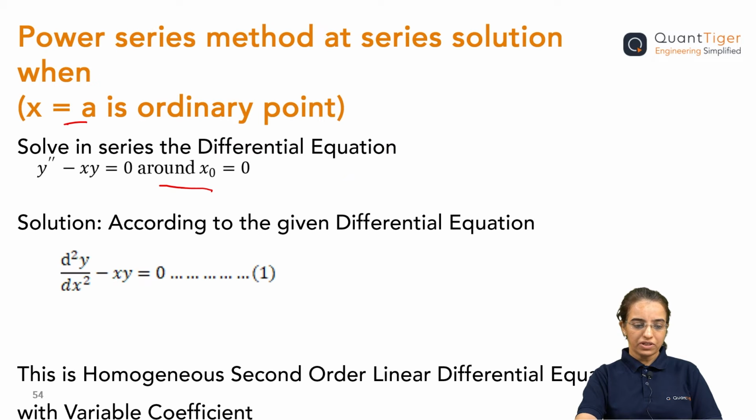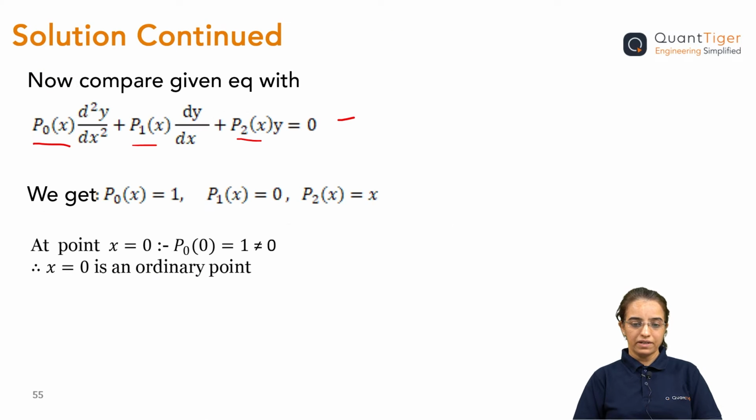So the given equation, I can write it here, is d square y by dx square minus xy which is equal to 0. So whatever comes with this second order derivative, that is nothing but p0(x). Here there is nothing, which means it is 1. So the value of p0(x) is 1.